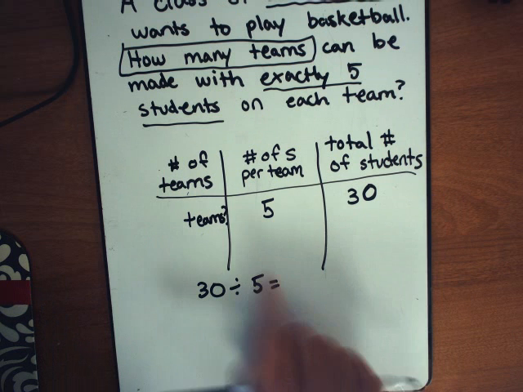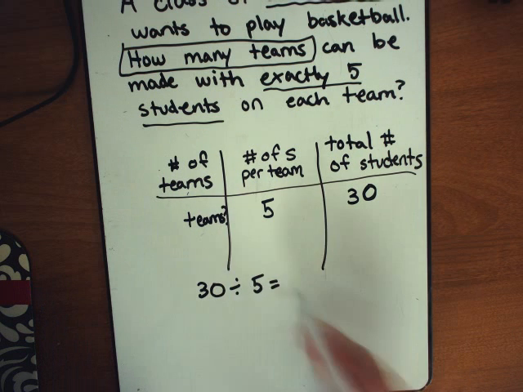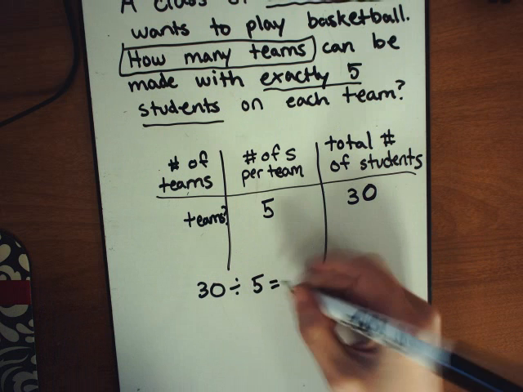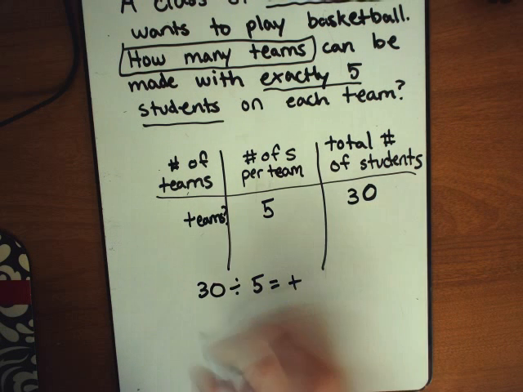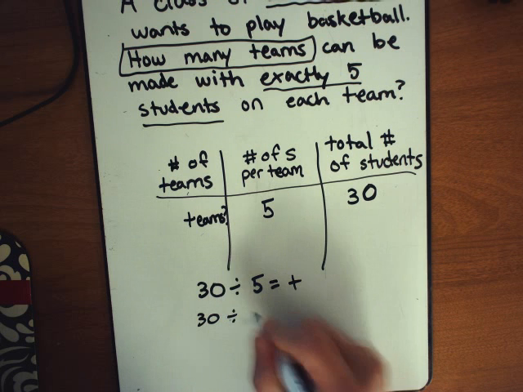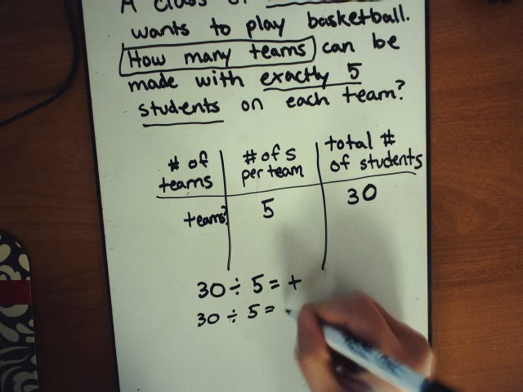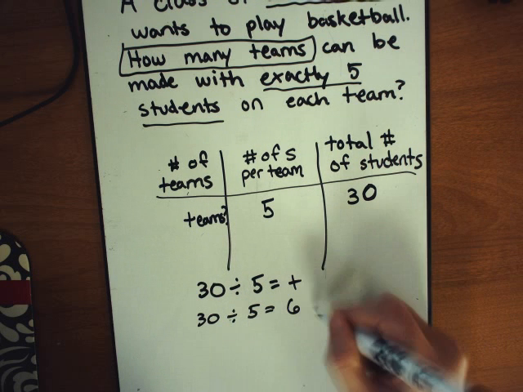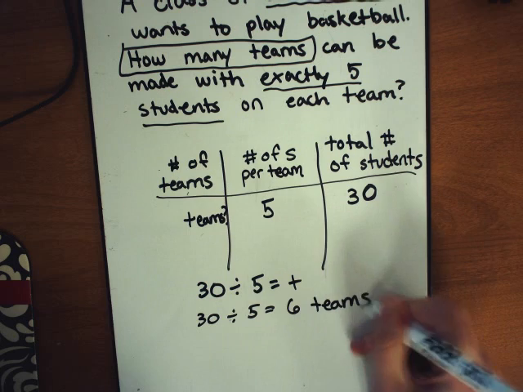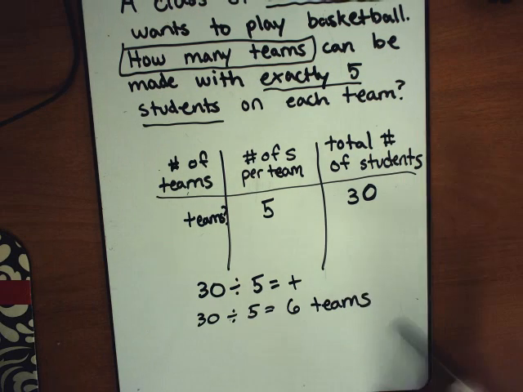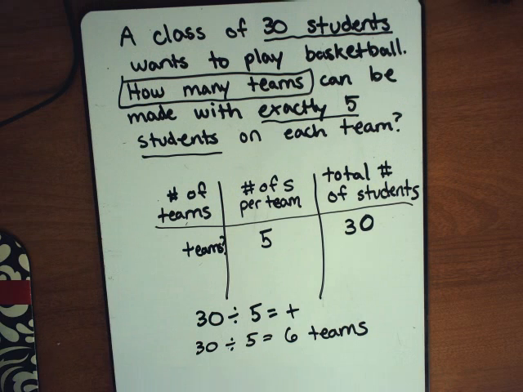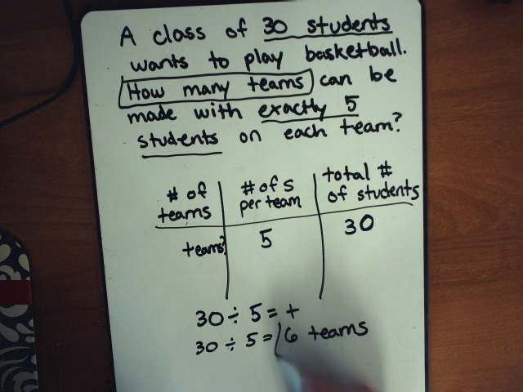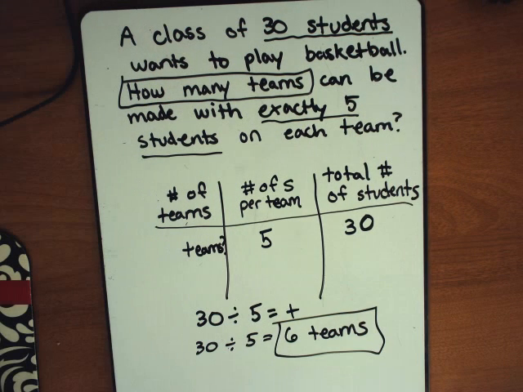Okay, well, since I know that 5 times 6 is equal to 30, then 30 divided by 5 is equal to 6. So this is my unknown. And so there's my number model with my known. So I've got 6 teams. Does that make sense? Can I make 6 teams of 5 with 30 students? Yeah, I can. That's a reasonable answer. So 6 teams total.